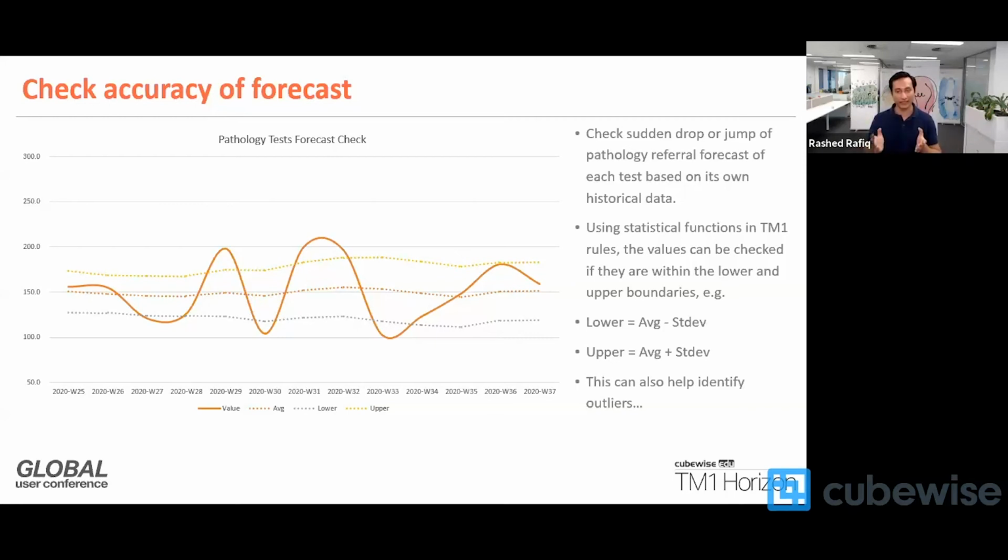I'm capturing the number of tests for each week, and then the middle line here is the average, which is a rolling 13-week average. The bottom line here I'm calling the lower, which is average minus standard deviation, and the top line is the upper limit, which is average plus standard deviation.